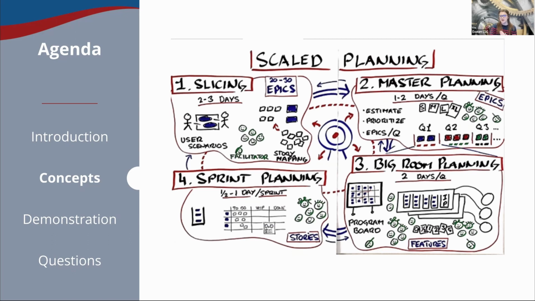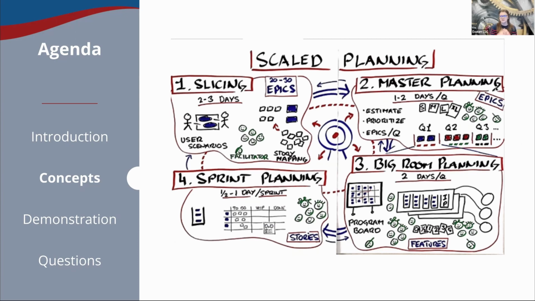In box 3 here, we have our big room planning. This is that team of teams level. You've probably heard it called PI planning or big room planning. We're using visualizations like our program board, our program backlog. We're working on our features to plan out through that increment time box.